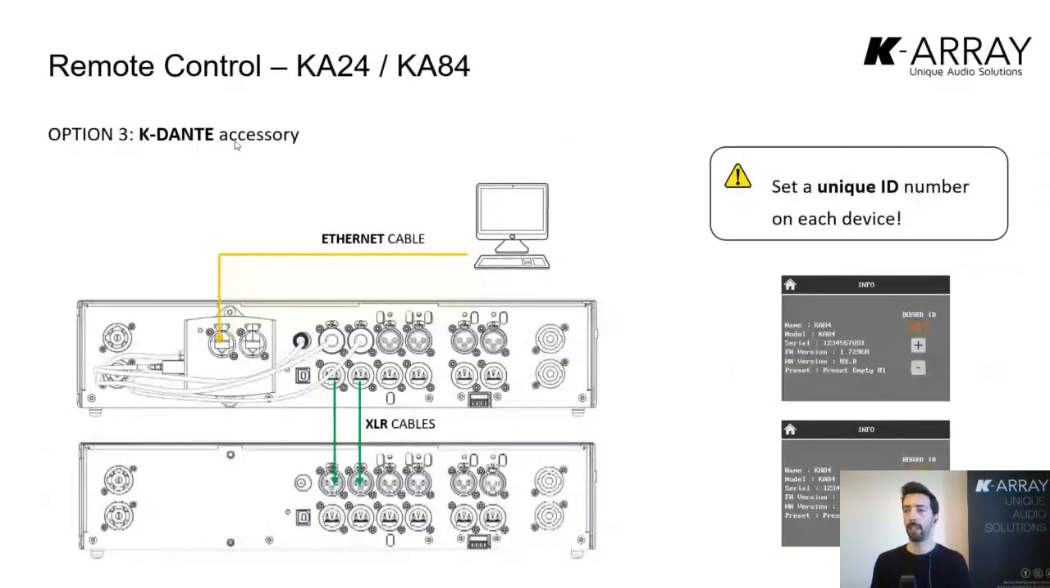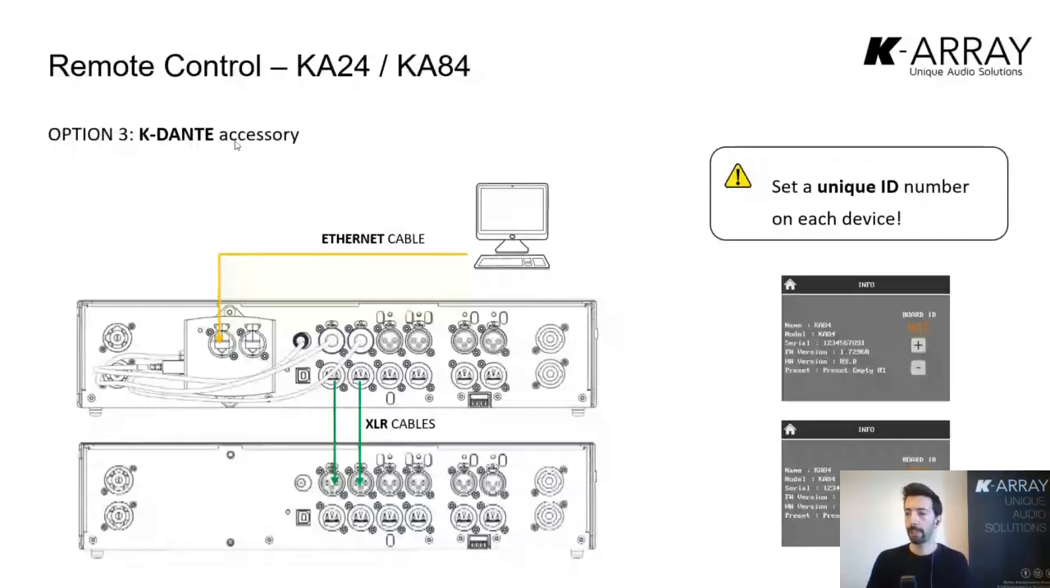So here is one option. You have a K-Dante accessory on one amp, the first one in the rack maybe, and then you can join all the other amps together using XLR cables. So you exit from the RS485 output into the RS485 input of the next amp, and you do the same for the digital signal, right?